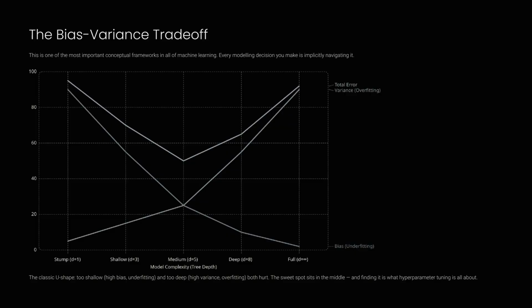The bias-variance tradeoff is a fundamental concept in machine learning. The classic U-shape shows that too little complexity leads to high bias and underfitting, while too much complexity leads to high variance and overfitting. The goal of hyperparameter tuning is to find the sweet spot in the middle.